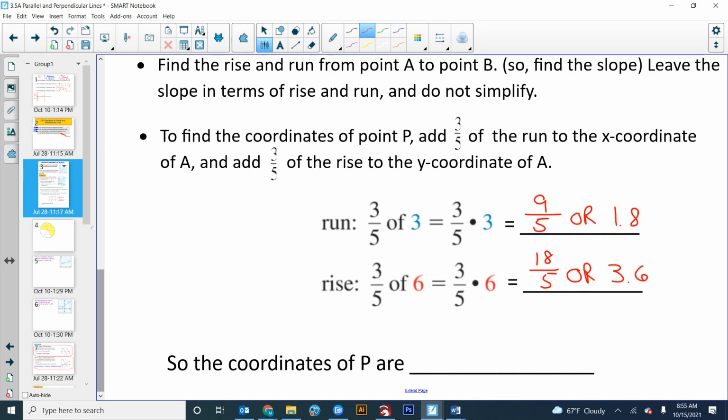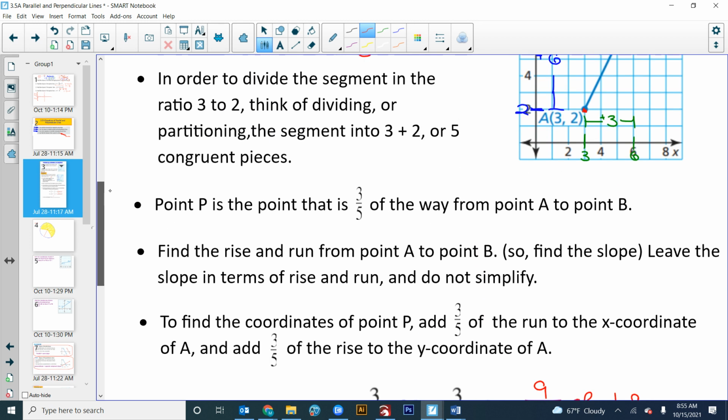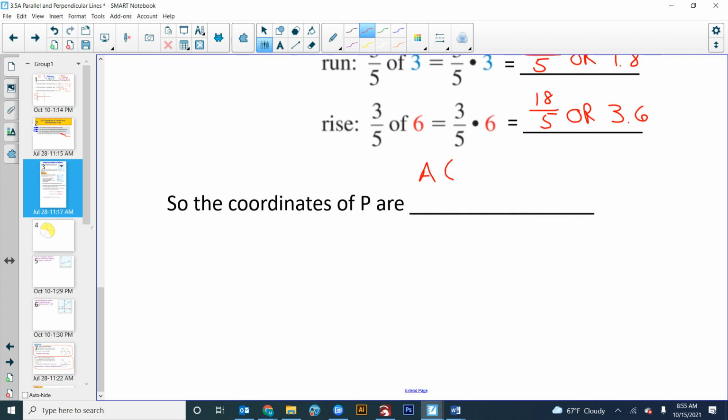So last step, we're going to take, and again, this is more for the video I'm recording right now, so you can watch it if you want. I probably wouldn't write this step out, but A started at 3.2. So my point is going to be 3 plus 1.8. That's what we said in words. I just want to write it down.